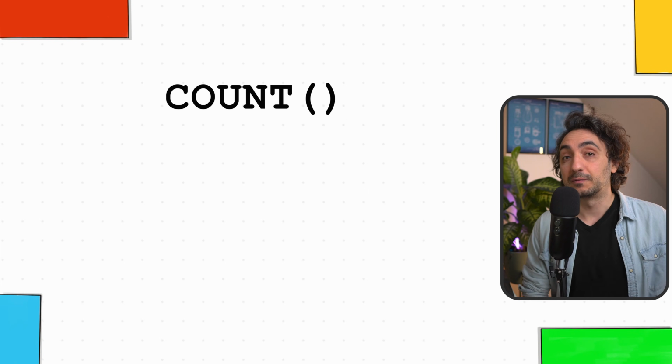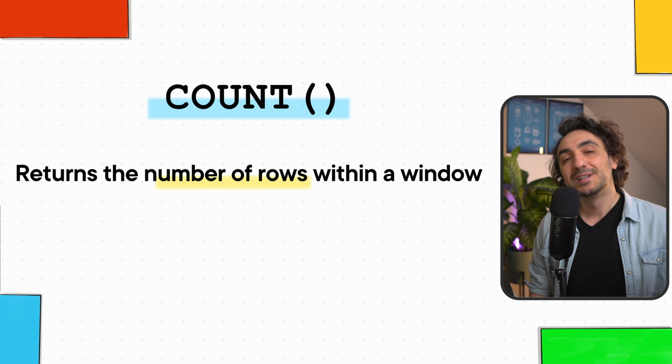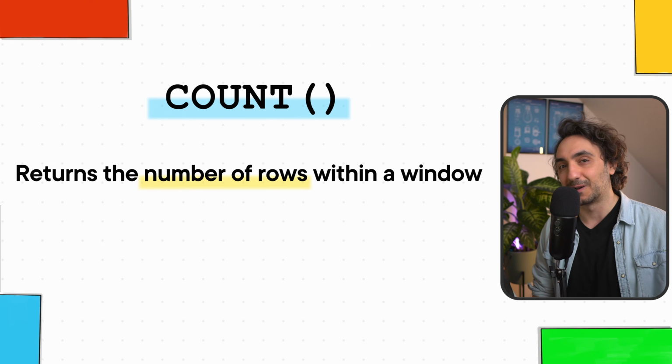Okay, so what is the count function? It's really simple. It's gonna return the number of rows within each window. So it's gonna help you to understand how many rows do you have within each subset of data. So now let's go and understand how SQL works with this function.